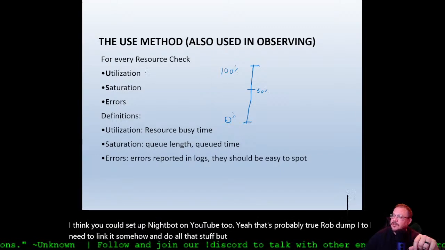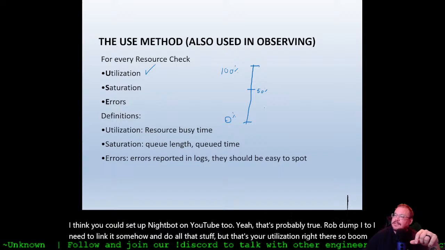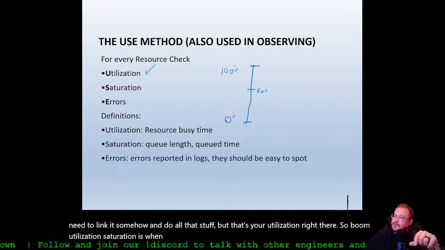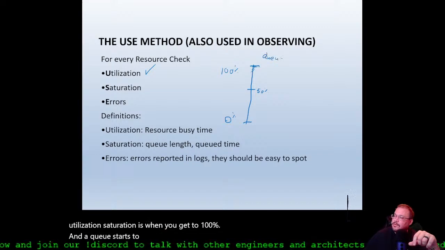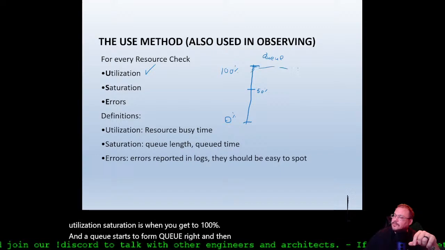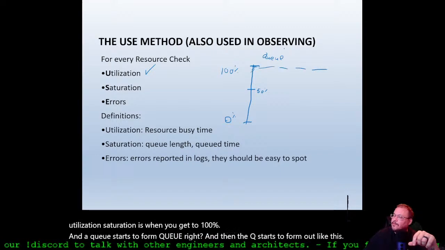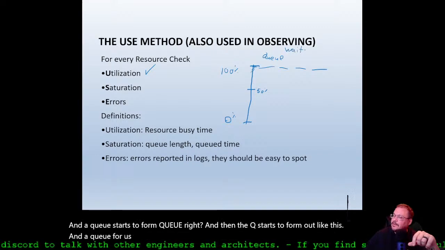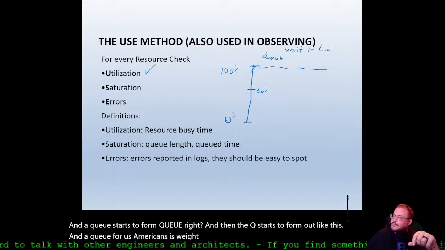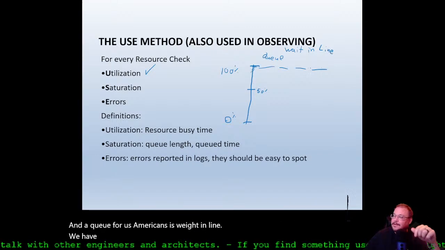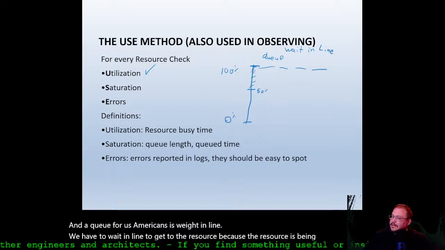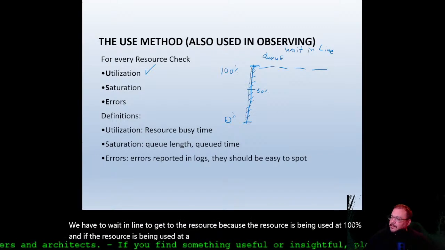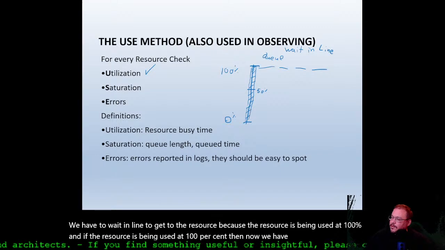But that's your utilization right there. So boom, utilization. Saturation is when you get to 100% and a queue starts to form. Q-U-E-U-E. Right? And then the queue starts to form out like this. And a queue for us Americans is wait in line. We have to wait in line to get to the resource because the resource is being used at 100%. And if the resource is being used at 100%, then now we have to form a line.